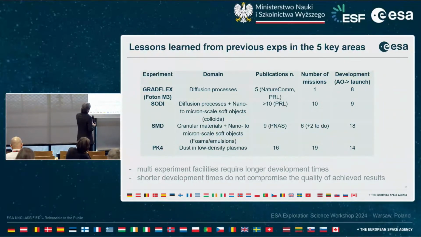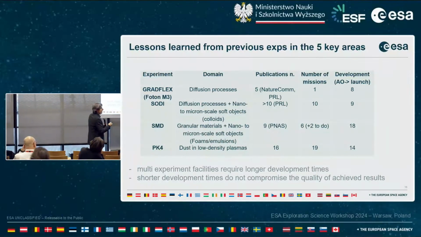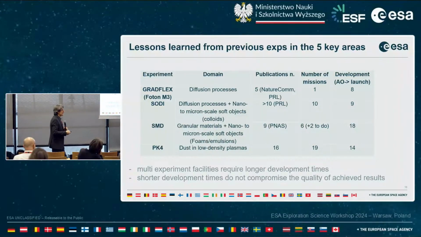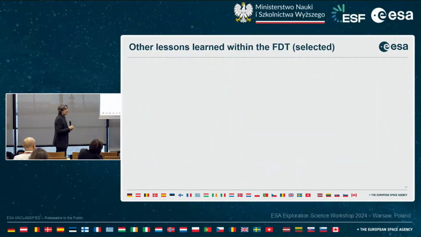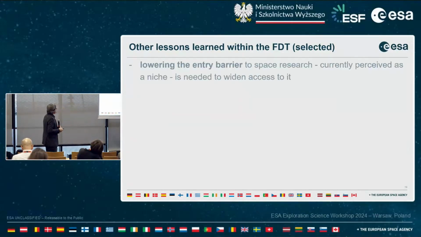On the other hand, shorter development times do not seem to compromise the quality of achieved results. So if you see here, for instance, 8 and 9 years of development time, we had 5 and 10 publications. So this means that we can get good scientific output also if the development time is not that long. Of course, we could spend, I think, 30 minutes only by trying to read and interpret these results, but I will move forward with another set of considerations that came from the team members this time. The first one was that we need to do something that lowers the entry barrier to space research.